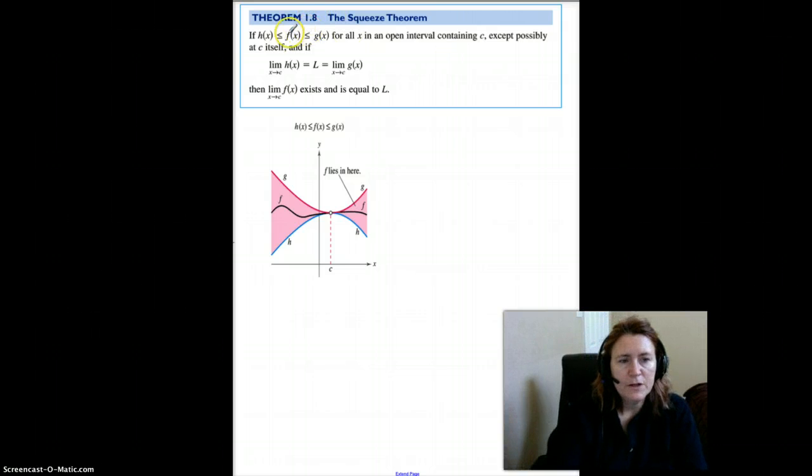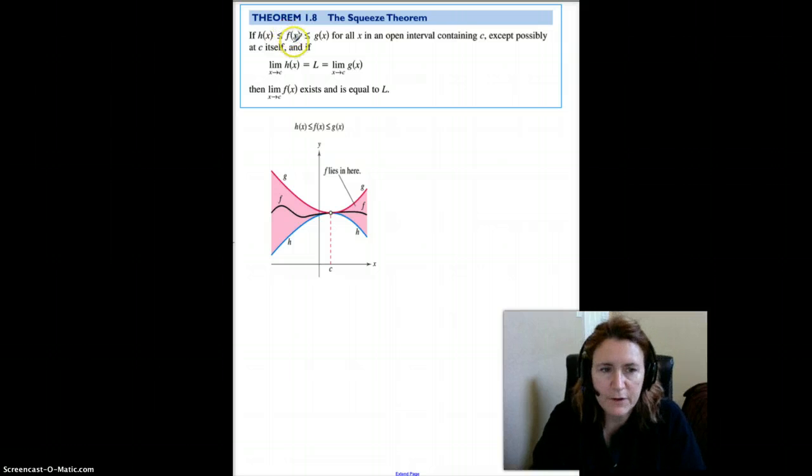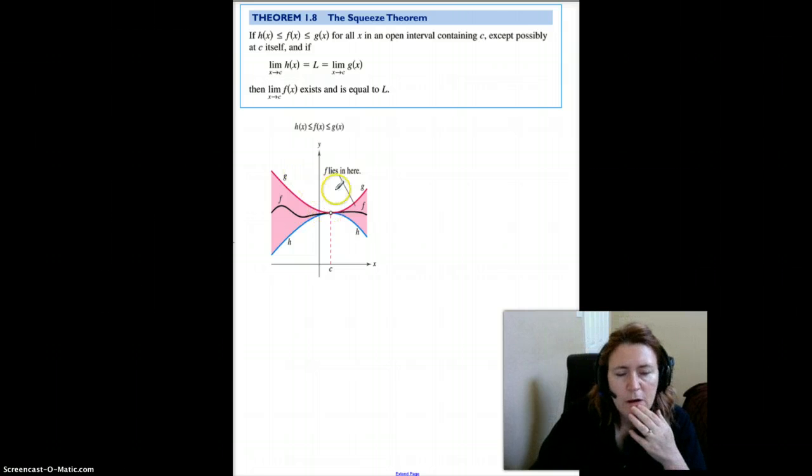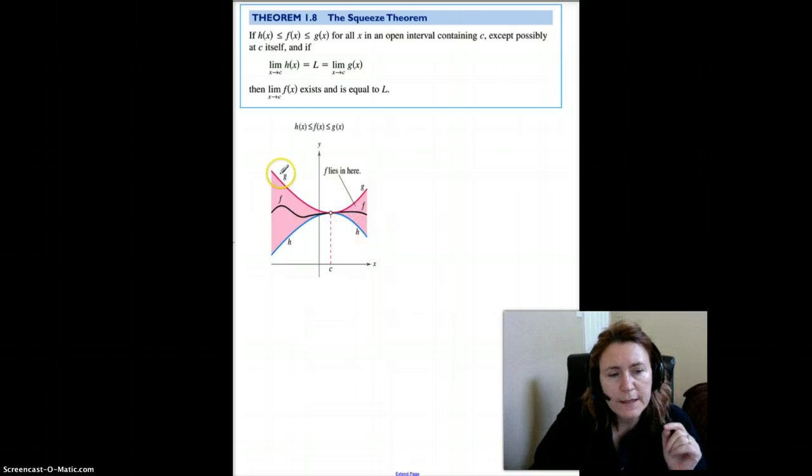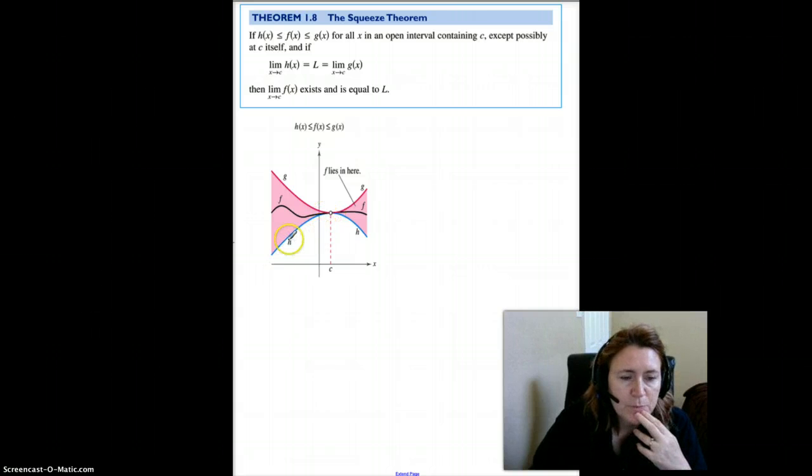Suppose I have a function f of x and it's not behaving very nicely for me. It kind of is squiggling around and it's not behaving in a very nice, easy manner. What if I knew that the function g bounds f on top, and h bounds it on the bottom? And suppose further that I knew that as x approaches c, g goes to a particular limit, and as x approaches c, h goes to a particular limit.